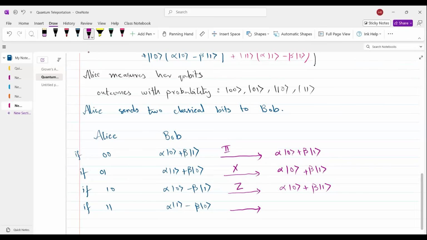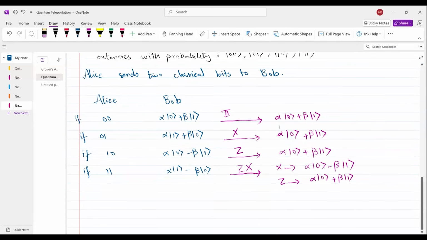And in the last case, if Alice sends Bob 1 1 bits, then that essentially means that he needs to apply the X operator and then the Z operator. First he applies the X operator, which gives him alpha 0 minus beta 1. Then he applies the Z operator, which essentially gives him alpha 0 plus beta 1 qubit, right? And in all 4 outcomes, when Bob applies his operators, the output is exactly state psi.